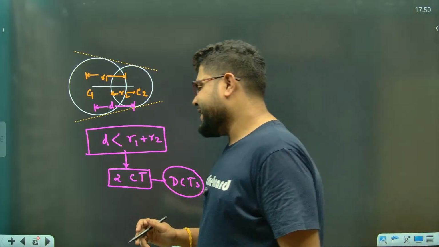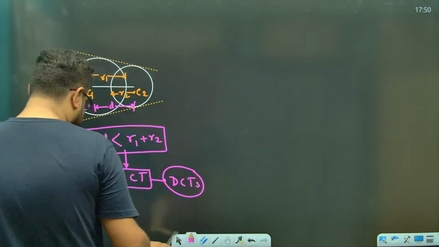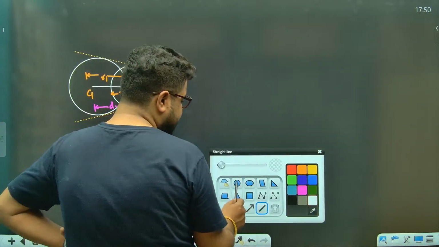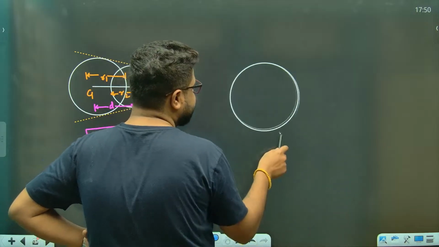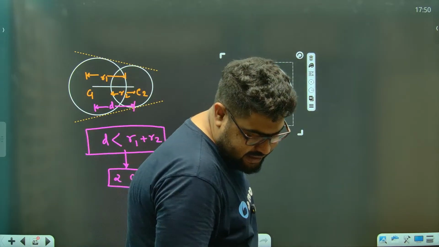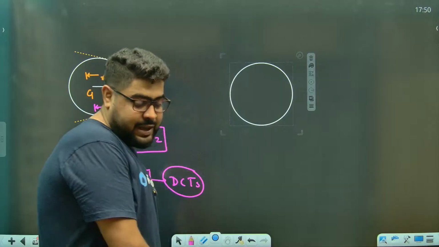Right? Now, can anyone tell me what is the fourth situation? There is another situation that can happen. Raghu ne likha tha kya? Yes. Definitely.